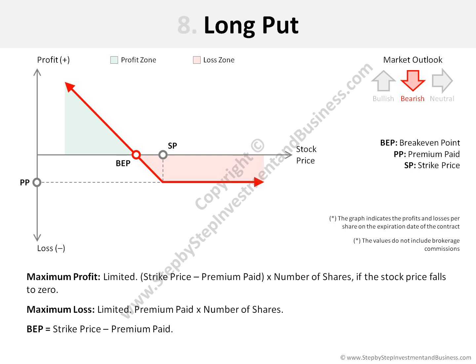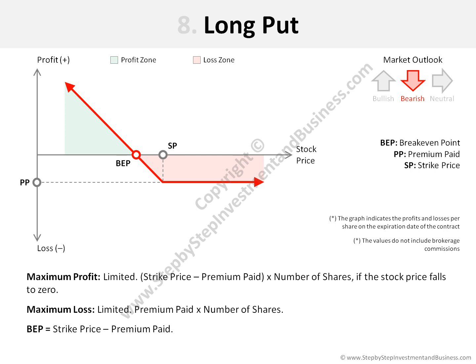The maximum profit on this strategy is limited. The most we can make is equal to the strike price minus the premium paid multiplied by the number of shares. This occurs if the stock price falls to zero. On the other hand, the maximum loss we are exposed to is also limited. The most we can lose is equal to the premium paid multiplied by the number of shares.